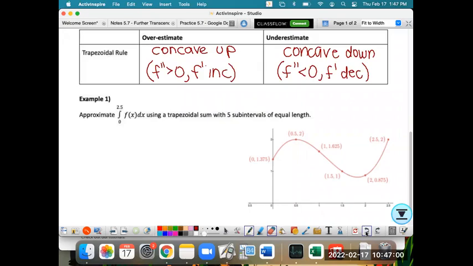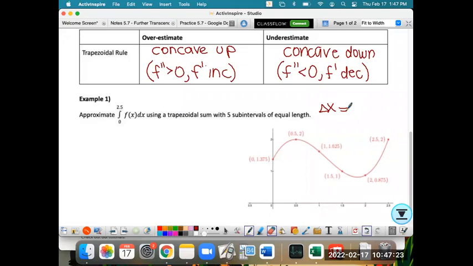So here it says approximate the integral from 0 to 2.5 of f of x dx using a trapezoidal sum with 5 subintervals of equal length. When they're equal length, you can go ahead and do that calculation for delta x. When it doesn't say equal lengths, you aren't going to do that. They could be all different lengths.